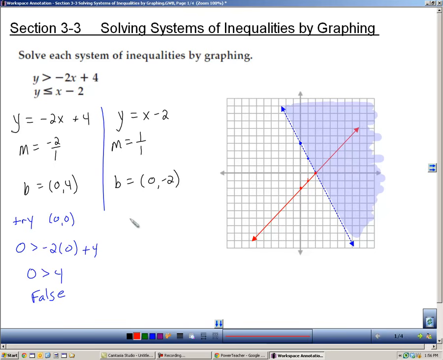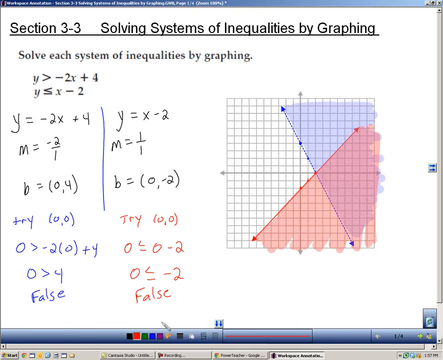Then with my second line, I'm going to try another point. I'm going to try 0, 0 again, just because I like that point. You can try any point as long as it's not on the line. So I plug in 0, 0 into the original right here. 0 is less than or equal to 0 minus 2. Is 0 less than or equal to -2? That is also false. We want to shade the true side, so I'm going to shade the bottom because 0, 0 is on the false side.